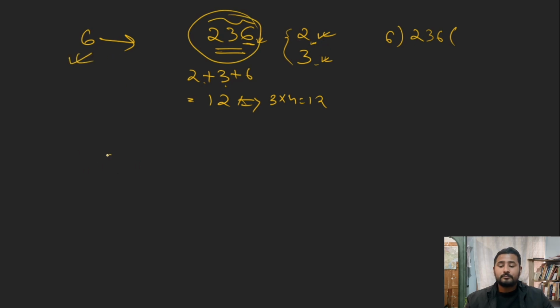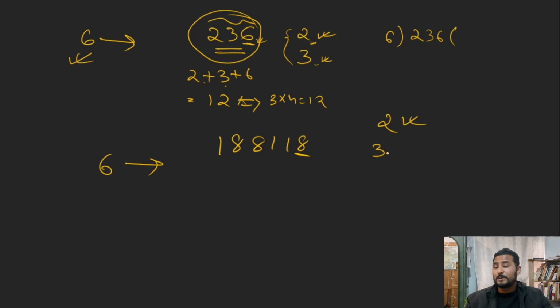One more example. Let's see. If I give you 188118. Okay, clear? Can you see? So let's check. First, we have to check the divisibility of 2. Is it divisible by 2? Yes, because the last digit is 8. Okay, this is following the divisibility rule of 2.